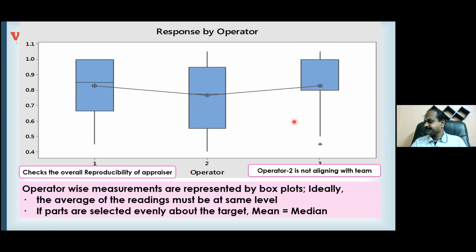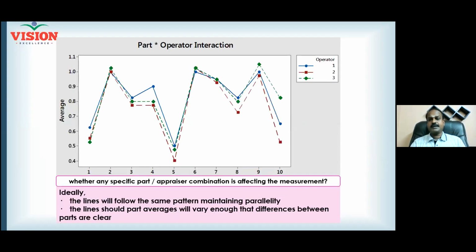Is that clear? Right. And finally, part operator interaction. Now part number 1, 3 readings from operator 1, which is green or blue color, then 3 readings from operator 2 and 3 readings from operator 3. And the dots you are seeing, a circle, a square, and a diamond, are nothing but the average of the 3 readings. So the average of part 1 for operator 1, similarly the average of part 1 for operator 2 and for operator 3 are given 3 different colors.